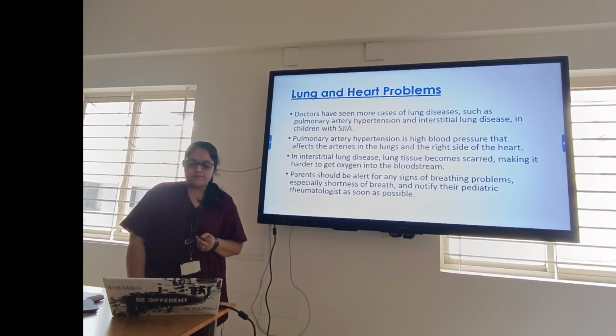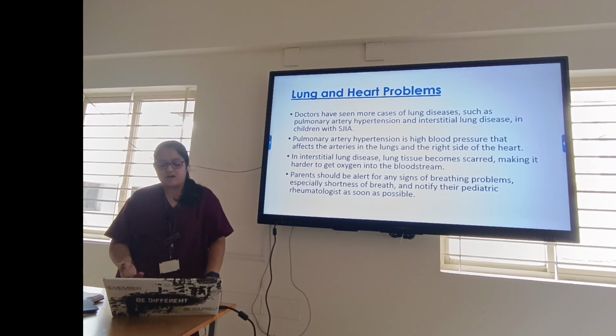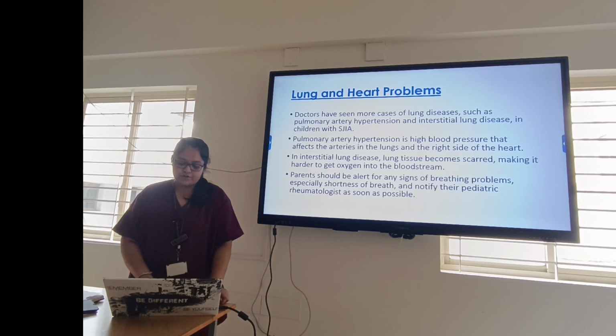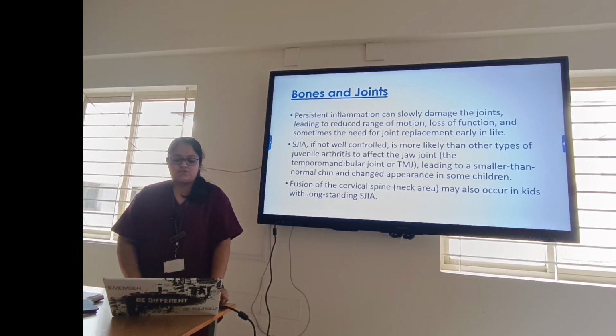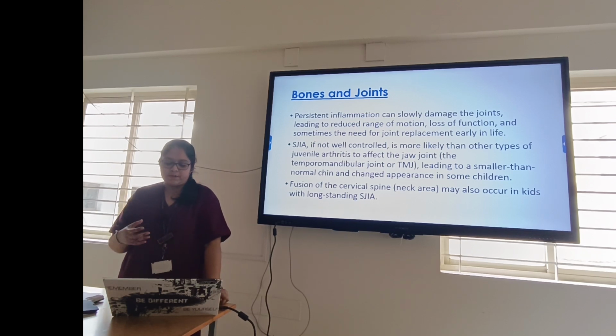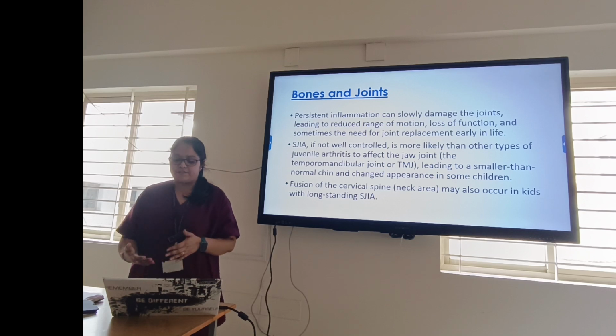The next is lung and heart problems. Basically, the two major types we see in SoJIA are pulmonary artery hypertension and interstitial lung disease. In pulmonary artery hypertension, it affects the arteries of the lungs and the right side of the heart. In interstitial lung disease, the lung tissue becomes scarred and makes it harder to get oxygen into the bloodstream. Parents should also look for signs of breathing problems and shortness of breath, and notify their pediatric rheumatologist as soon as possible. Coming to bones and joints, persistent inflammation can slowly damage the joints, leading to reduced range of motion, loss of function, and sometimes you require joint replacement early in life.